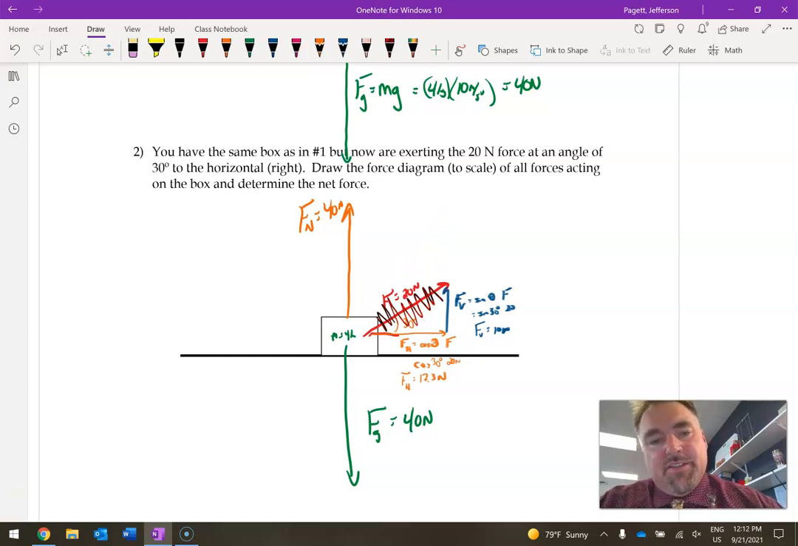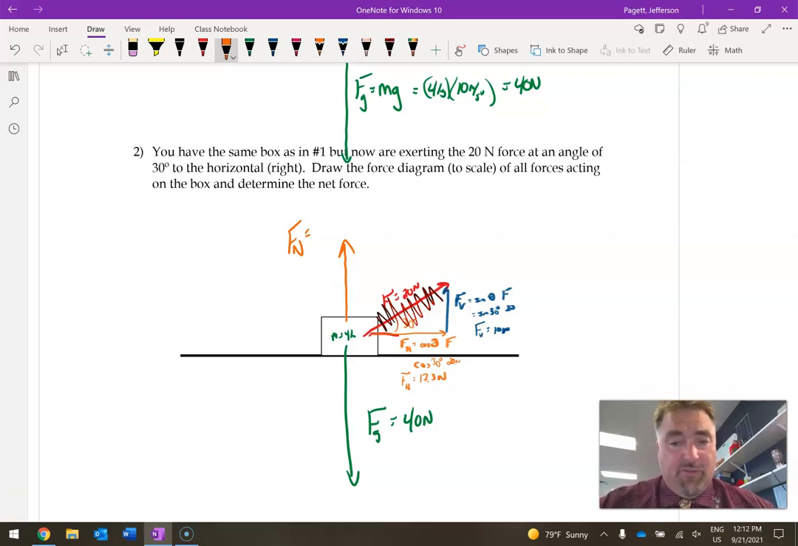So what happens is that this normal force changes. Remember we talked about how the normal force is a smart force. The normal force will change in order to maintain equilibrium. So if I have 40 down, I have to have a total of 40 coming back up, obviously. But 10 of that is being provided by my F. And so if I have 40 down and 10 up, that means my normal force only has to provide 30 newtons.